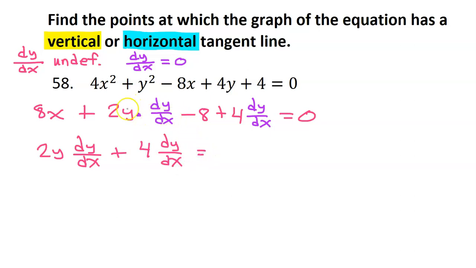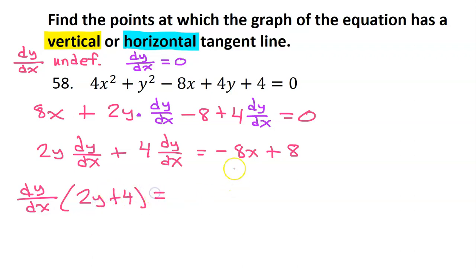But we will drag the 8x over to the right-hand side of the equation, and that will be negative 8x. And we will add 8 to both sides, so we will have plus 8. Now let's factor out the dy/dx as a GCF. So we will put dy/dx in front of parentheses, and inside we will have 2y plus 4. And all of that is equal to this.